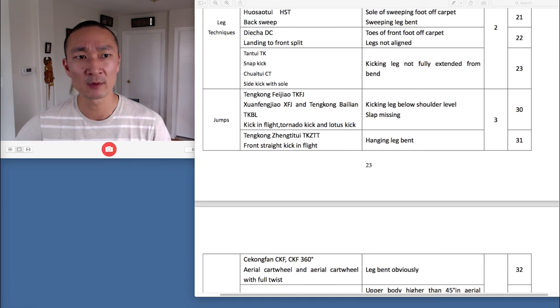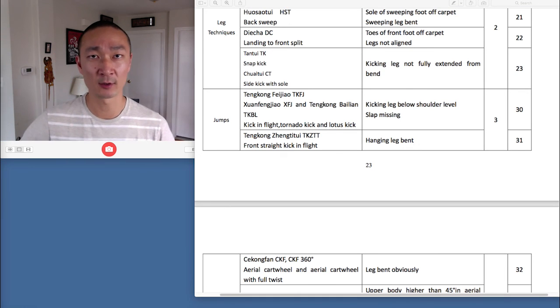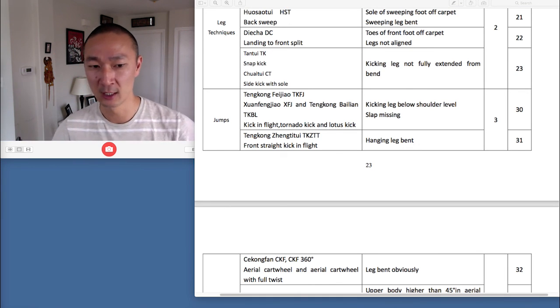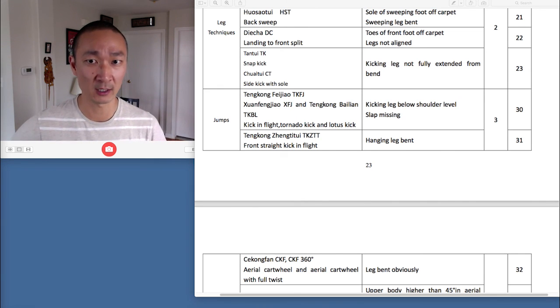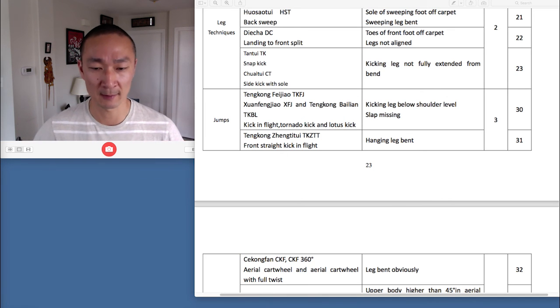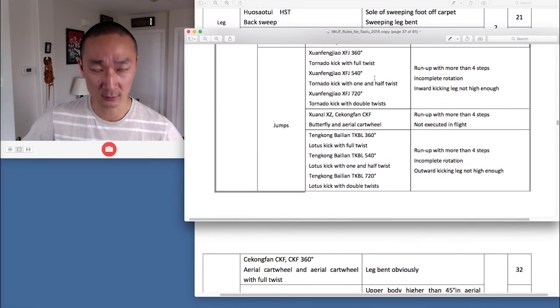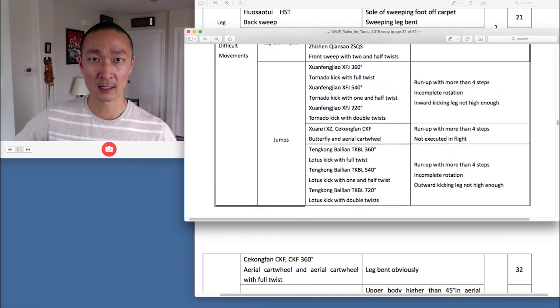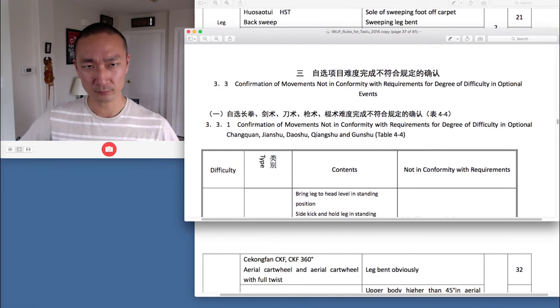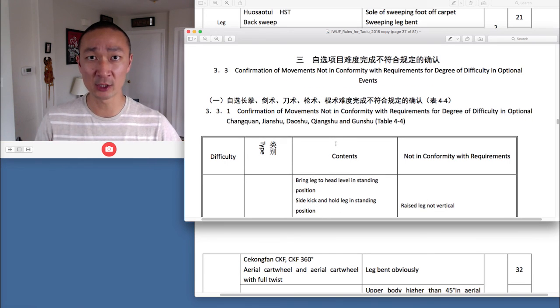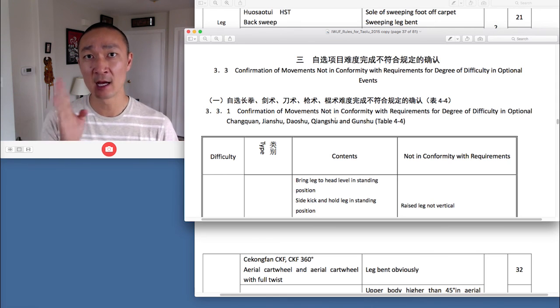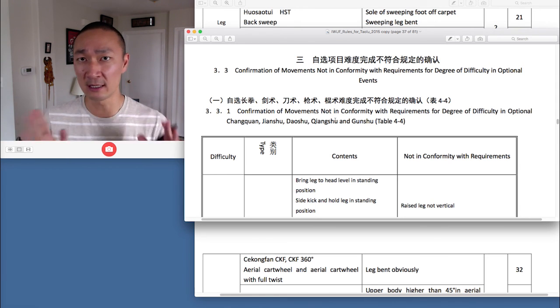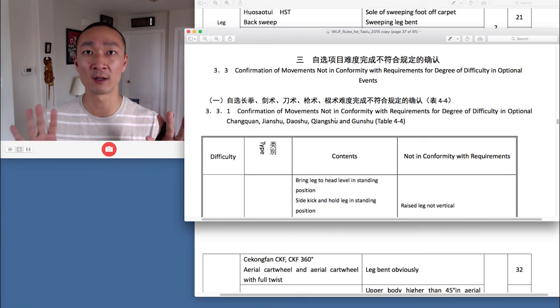Okay, so now that we've established what the error for deduction is for the code 30 as an A judge, let's now talk about what the C judges are looking for in a tengkong feijiao, a xuan fengjiao, and a tengkong bailian. This is also from the same rule book, and this is under requirements for degree of difficulty. So this is for C judges, right? In international Wushu competition, we have three sets of judges. You have A, B, and C. They work independently of one another, and they all have different things that they're looking at.